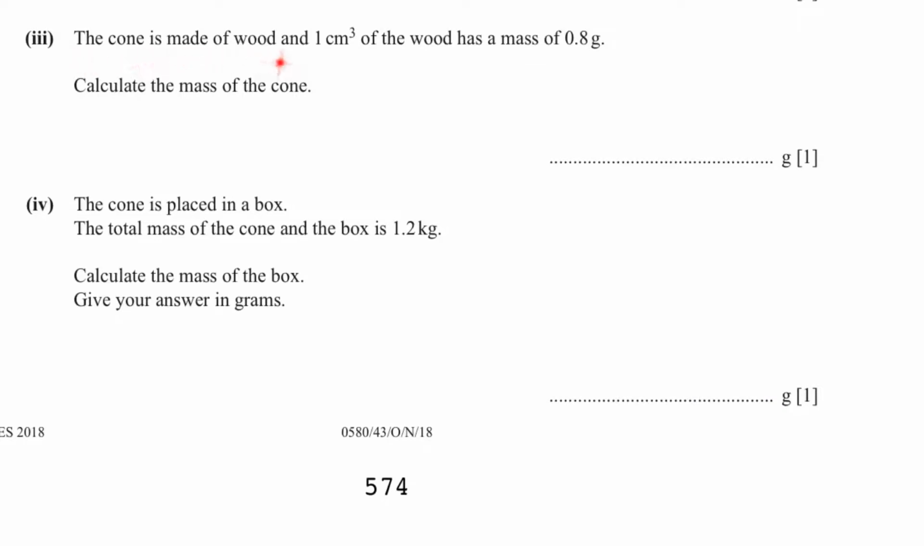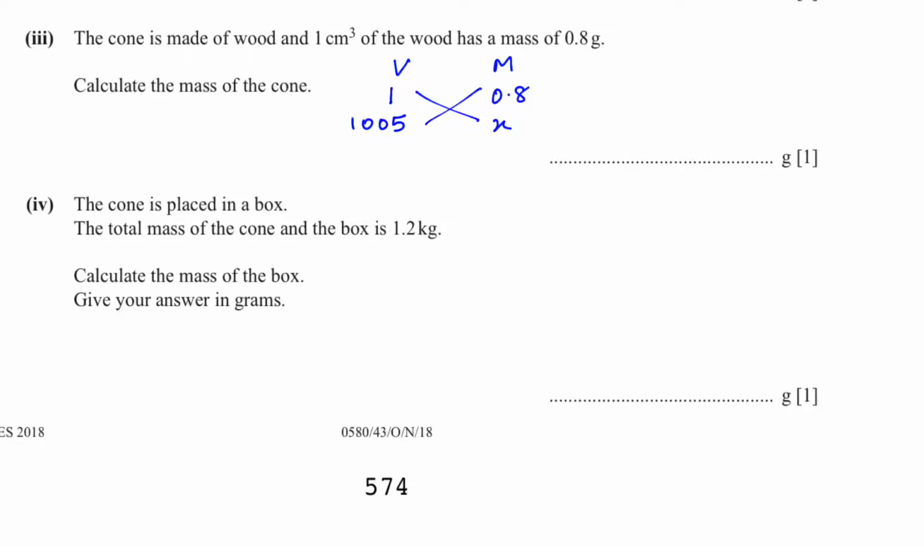The cone is made of wood and 1 cubic centimeter of the wood has a mass of 0.8 gram. Calculate the mass of the cone. So cubic means volume. So always remember cubic means volume. 1 cubic centimeter has a mass of 0.8 gram. Therefore, what is the volume we found before? 1005.